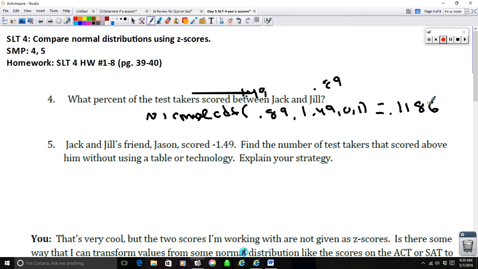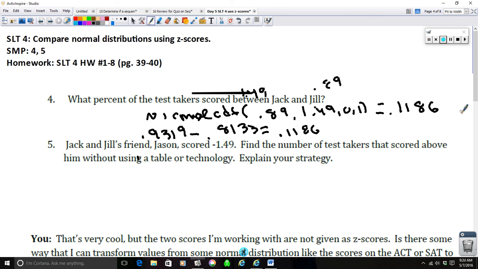0.1186. If you're doing this the long way, and you're using the chart, you have to subtract 0.9319, which is the area below Jack, minus the area below Jill, which is 0.8133. And you should get that same answer. So again, calculator's fine, chart's fine, either one.